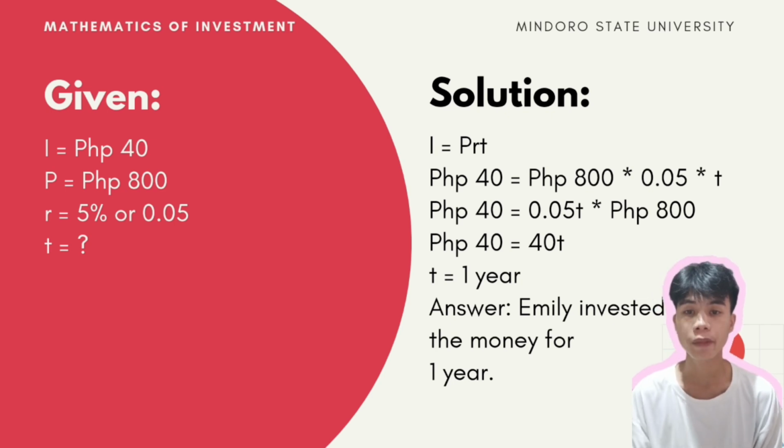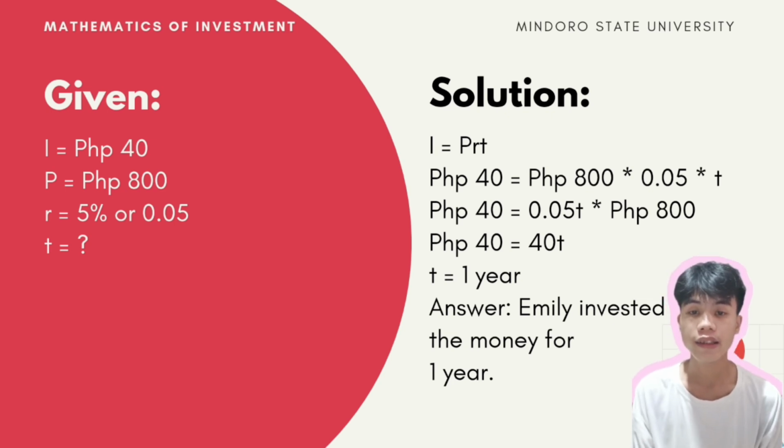Then the equation will be 40 pesos is equal to 800 pesos times 0.05 times t. Then 40 pesos is equal to 0.05 t times 800. Then the equation will be 40 is equal to 40t. Then divide both sides by 40. Then t is equal to 1 year. Then Emily invested the money for 1 year.